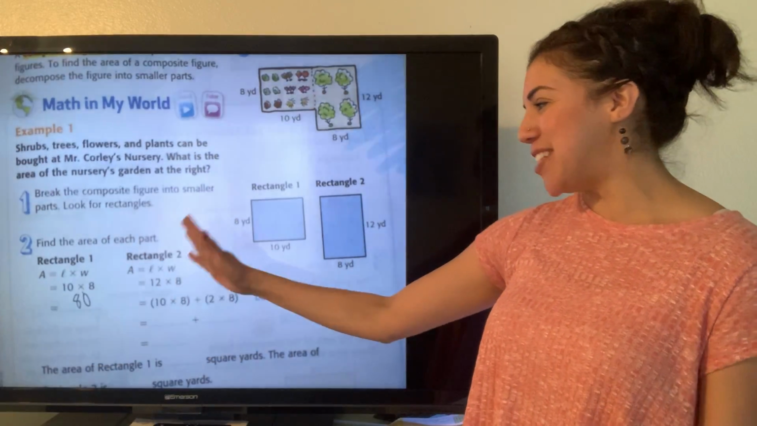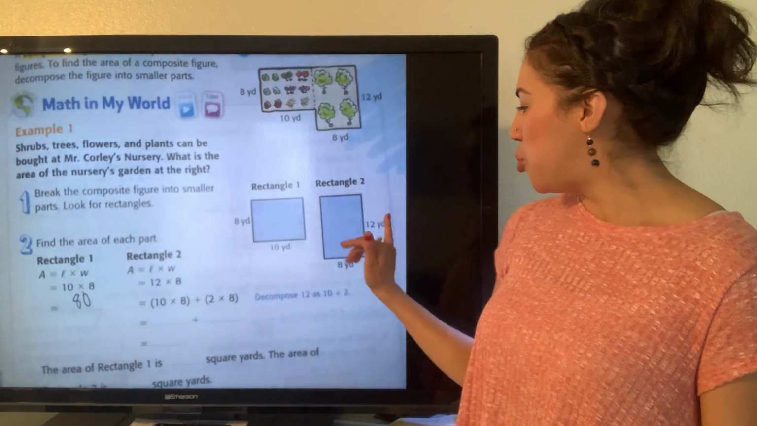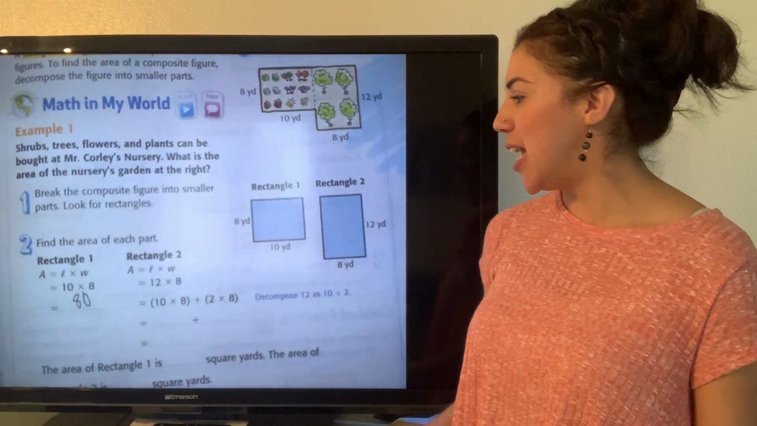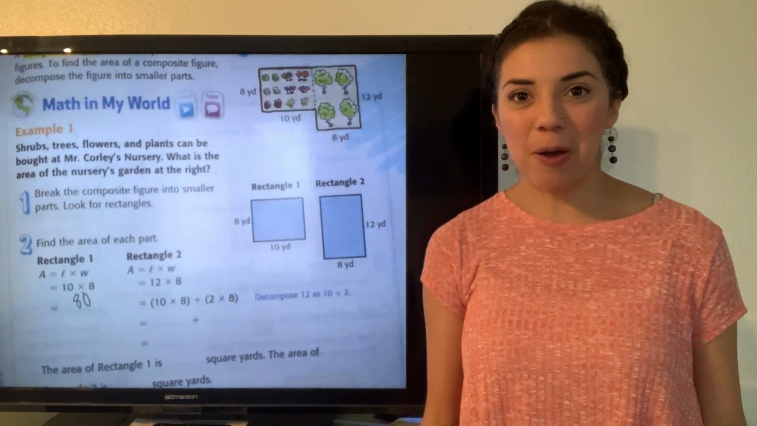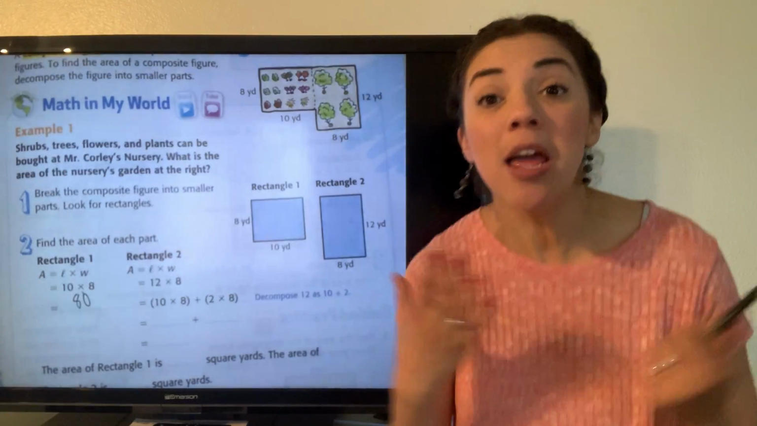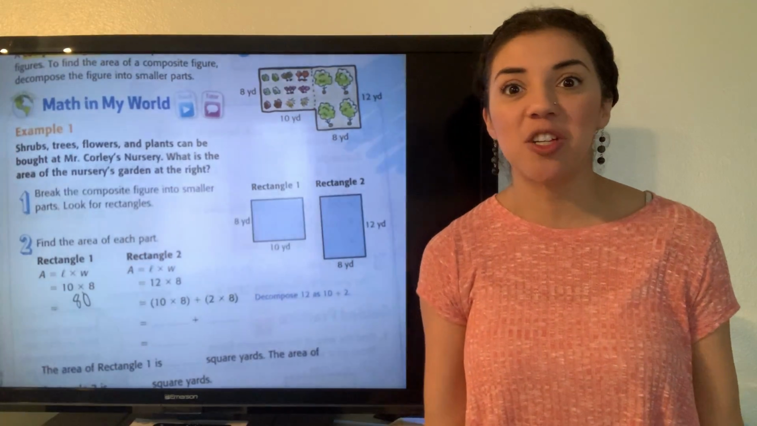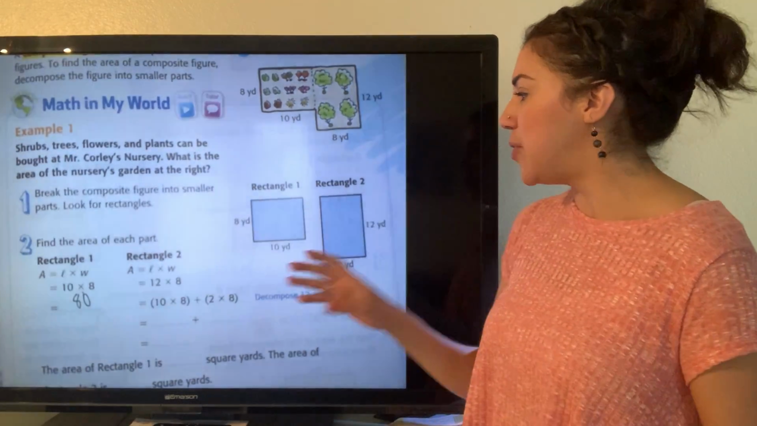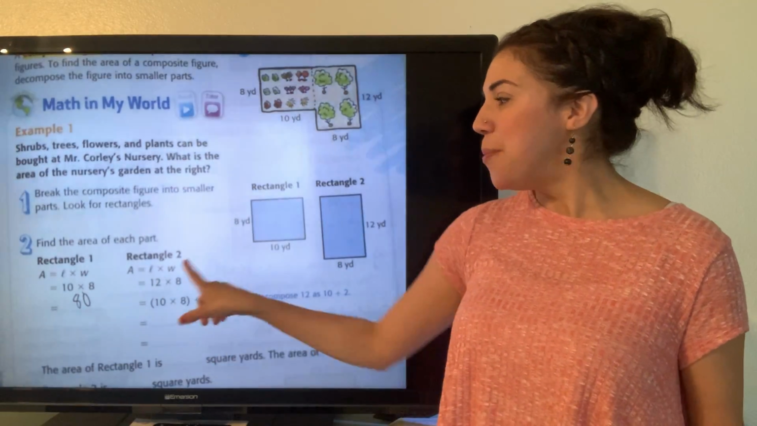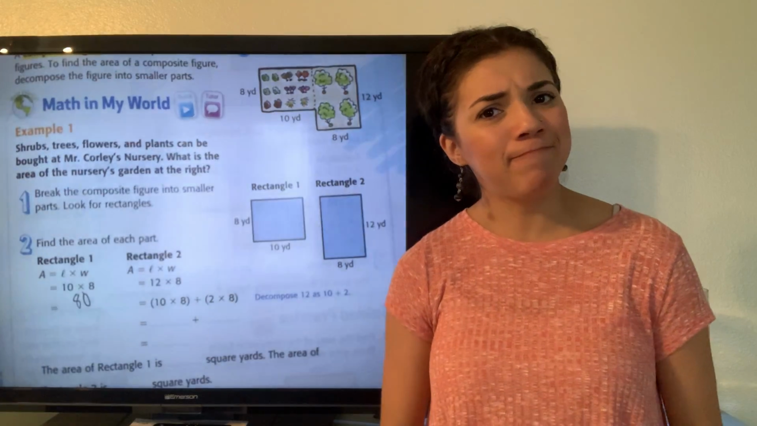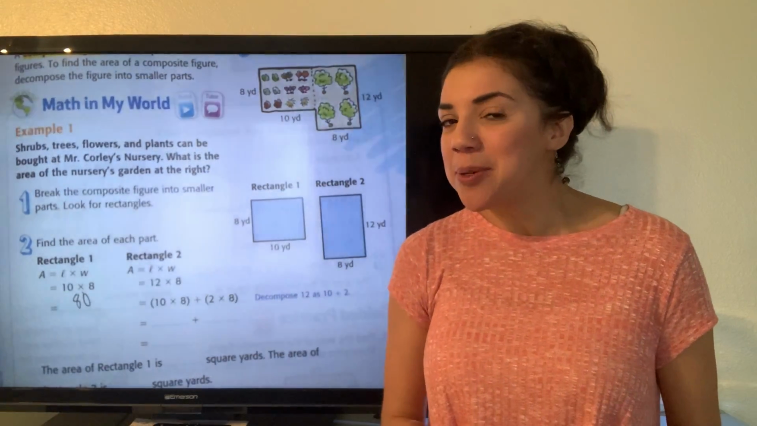Okay, so now let's look at rectangle 2. Area equals length times width. So that would be 12 times 8. Here they're doing a little bit of distributive property, which we skipped last lesson, but we've done distributive property in class. We actually did a lot. In order to make it easier for them to multiply, because 12 times 8, you're like, I don't really know my 12s yet.